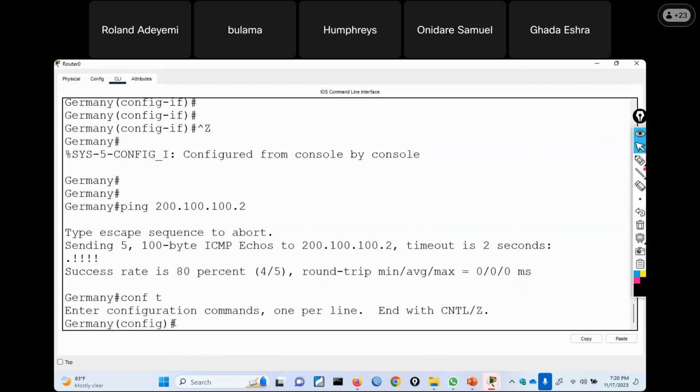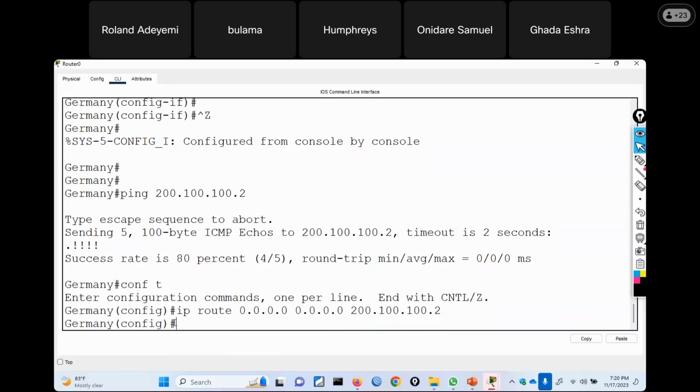We go to global configuration mode. We say ip route 0.0.0.0 0.0.0.0. What does that mean? Any network with any subnet mask you want to go to and you have no idea how to get there, because it's not in your routing table, send it to 200.100.100.2. This is called a default route. It means a route to any network with any subnet mask.